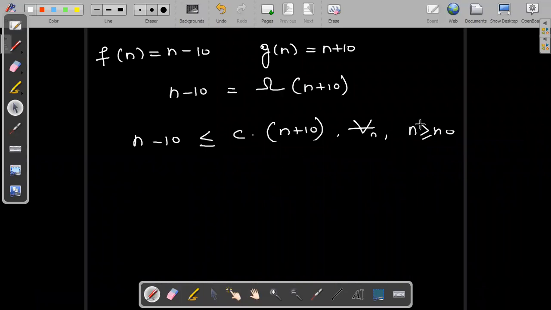Here also the same thing. Let's take c value equal to 1. Again, n naught value equal to 1. Or if you want, you can start from any value: 1, 2, 3, like that. But what I will do is take n naught value equal to 10. Before that, I will take n naught equal to 1, that is n value equal to 1 here. Let me check. So 1 minus 10.